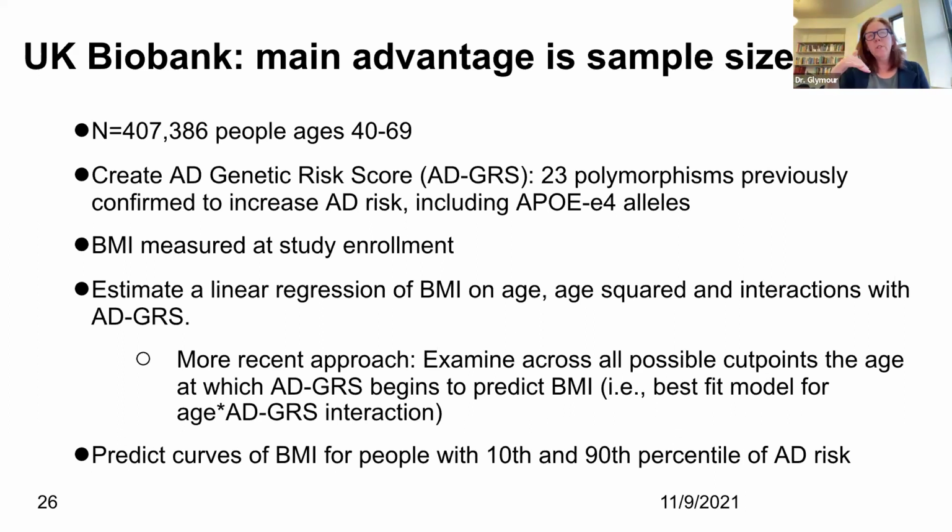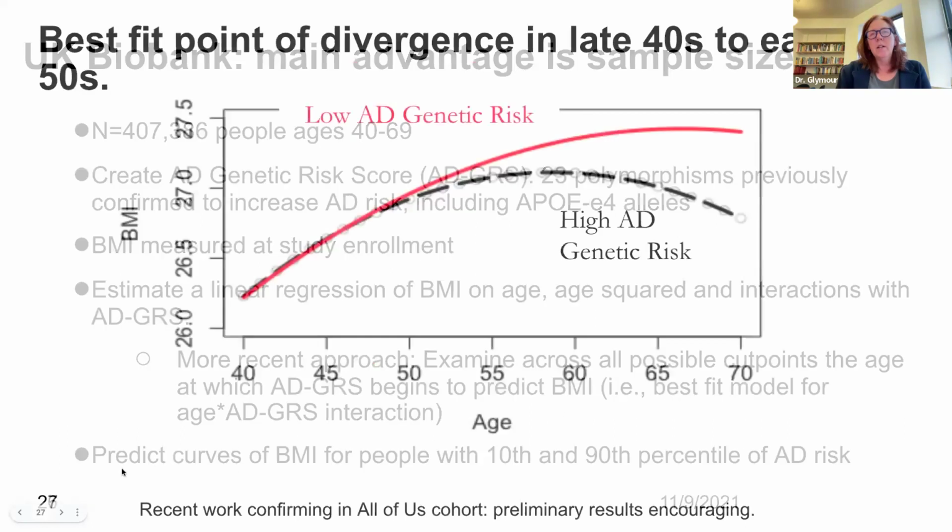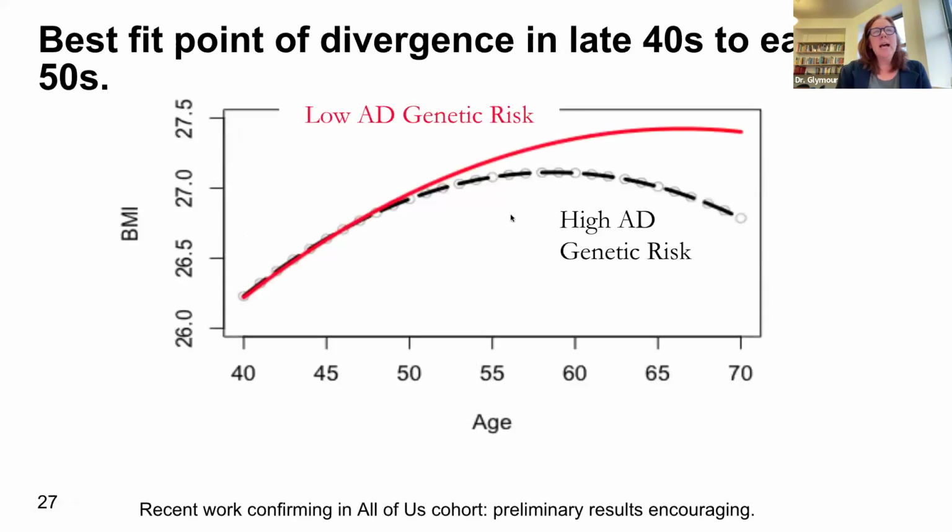The first work we did used this linear regression approach. In a more recent approach, we have a more complicated setup where we first look to see if there's any interaction between the ADGRS and age. Then we have a segmented spline, and we choose the best fitting age of divergence for that interaction. I'll show you a little bit more. But right now, the first thing I'm going to show you is the linear regression of BMI on age squared, and then predicted curves of BMI for people at the 10th and 90th percentile of Alzheimer's disease risk. This is actually the picture which I think is the most compelling explanation of this approach.